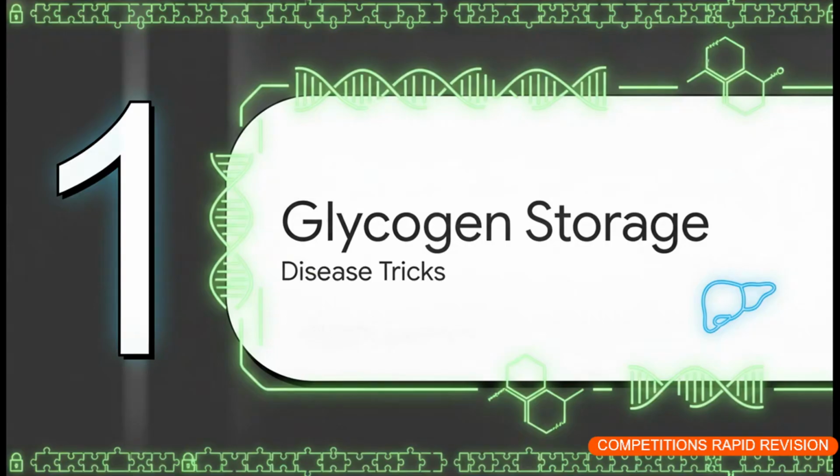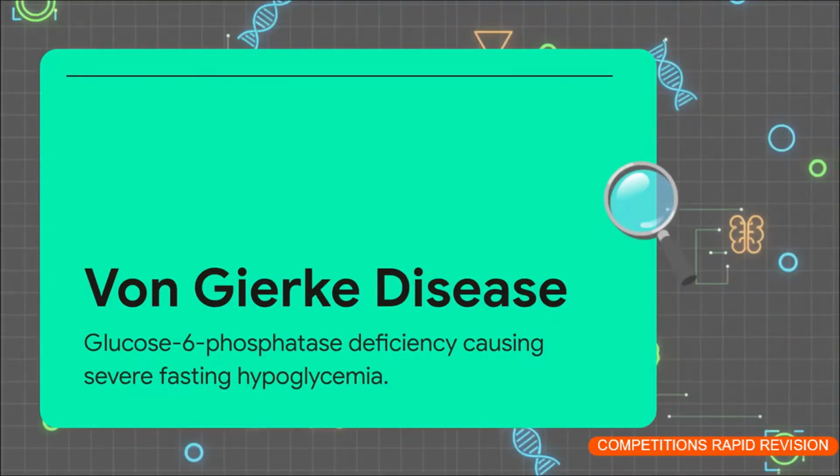Okay, let's dive into our first section, glycogen storage disease tricks. Now, as we go through these, I want you to look closely at the color coding on your screen. Always keep your eyes locked on the cyan text for the disease name and the amber text for the defective enzyme, okay? First up, we've got von Gierke disease. The missing enzyme here, glucose 6-phosphatase. And because the liver literally can't release free glucose into the blood, the absolute classic presentation you are going to see in an exam question is severe fasting hypoglycemia.